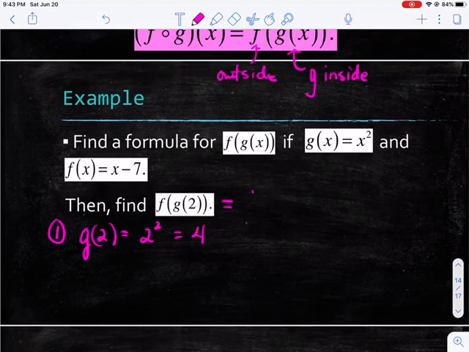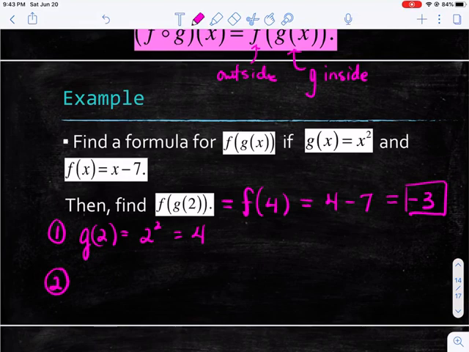So then we have this notation. Then we could say it's equal to f of 4, which then we go to our function for f, which is x minus 7. So it'll just be 4 minus 7. And our answer then would be negative 3. We could handle it like that. And that would typically be how you would look at it.